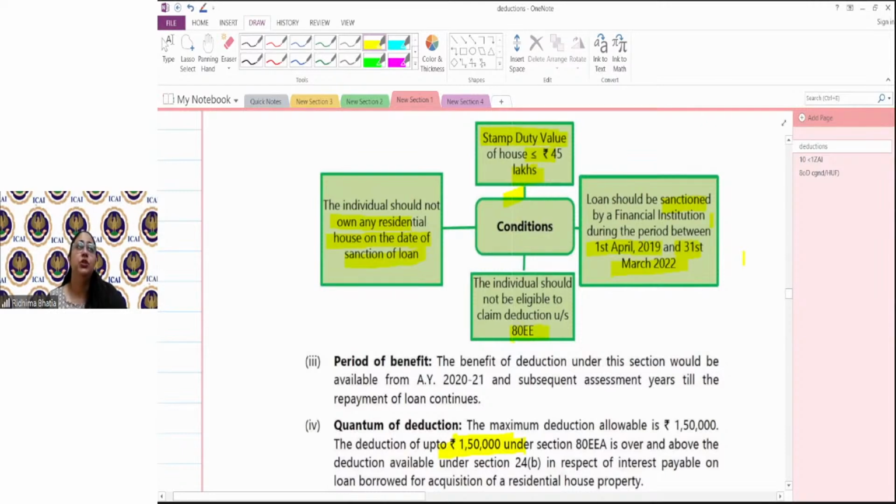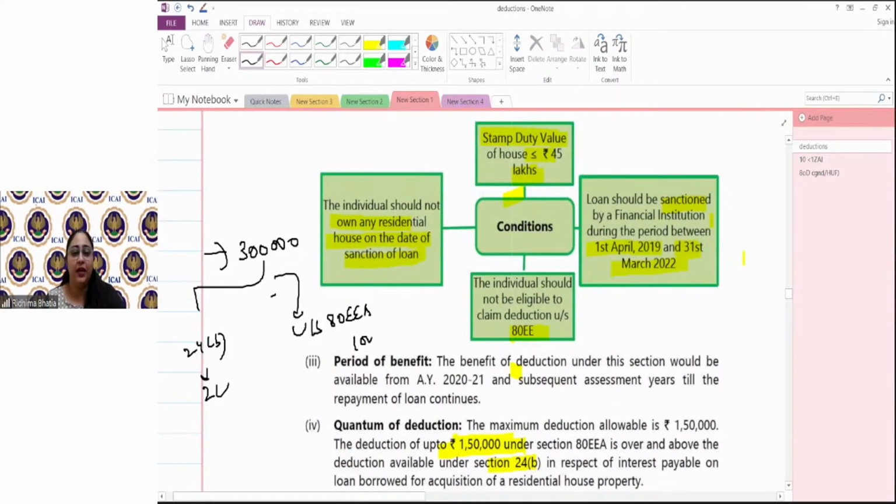The maximum deduction allowed is 1,50,000 over and above what you are claiming under section 24B. So now same situation. Suppose the interest is 3 lakhs. So what will I do? First under 24B I will claim 2 lakhs and then under section 80EA I will claim 1 lakh. Please, I am not claiming the same interest in both the sections. I have divided the amount of interest. First, I'm claiming in 24B and then I'm claiming 80EA.